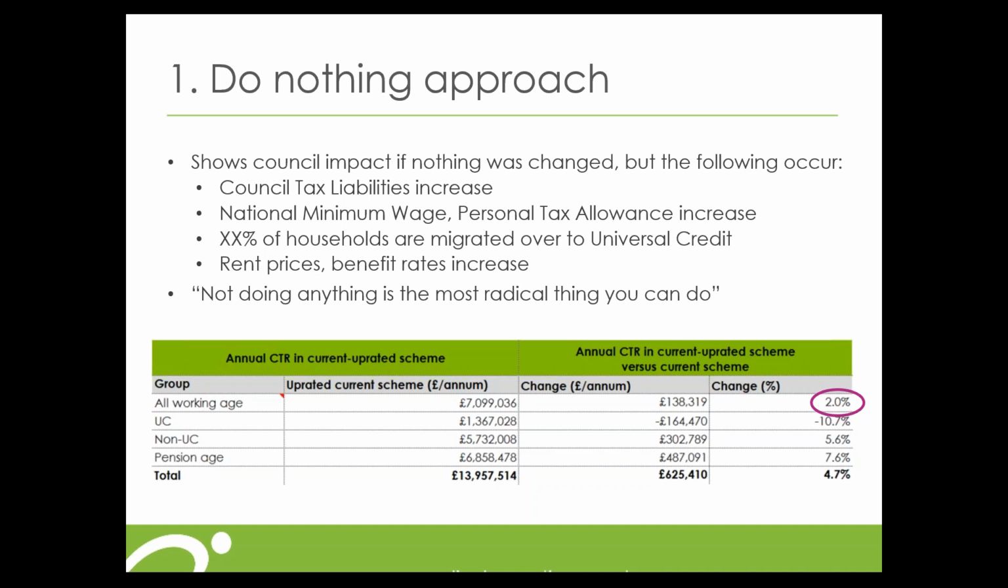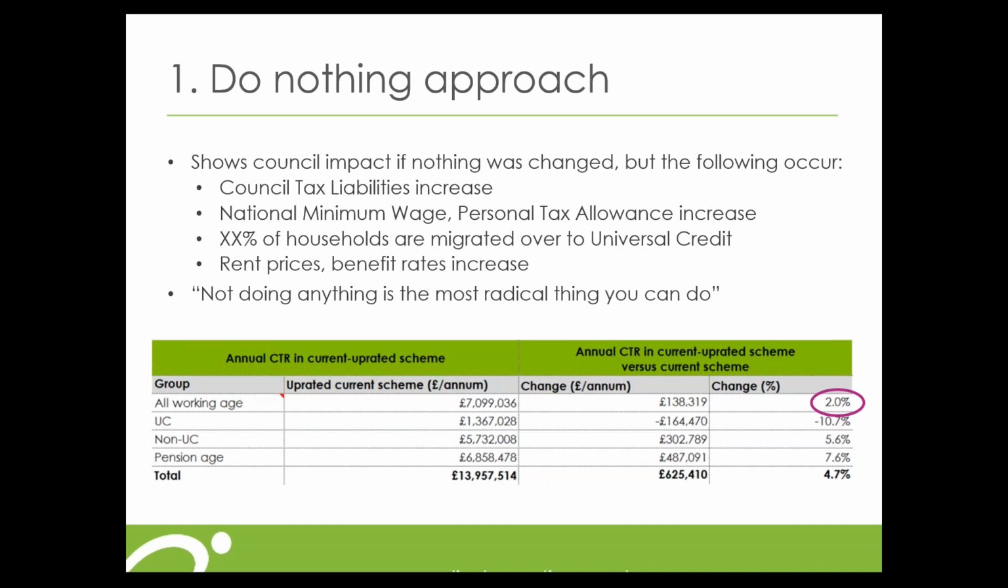After that, one of the things that we are often asked to model, and which I think is particularly telling, is this: what would happen if we just fast forward to 2019-20, keeping the default scheme, or the default scheme with its particular local tweaks, and just let time run its course and nothing else. So the only things that would actually be changing then are external things, such as council tax liability increasing, things like the national minimum wage or tax allowances going up, which would then impact incomes and ultimately impact the CTR people get.